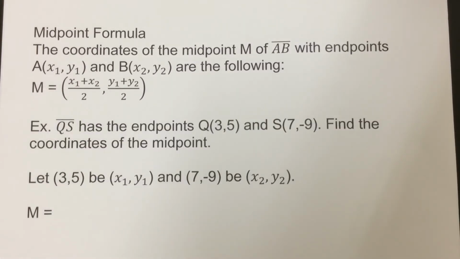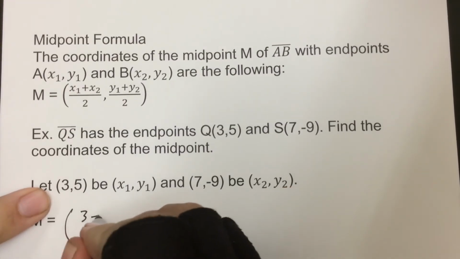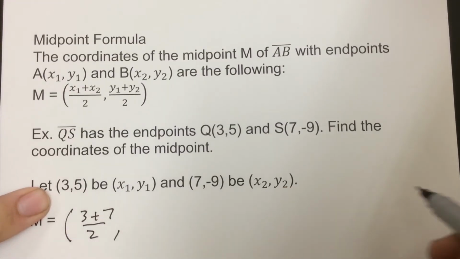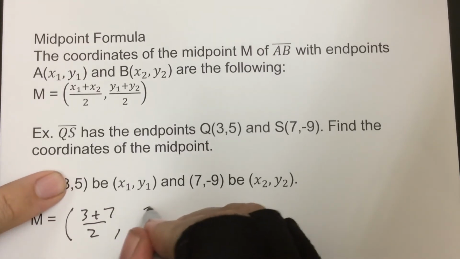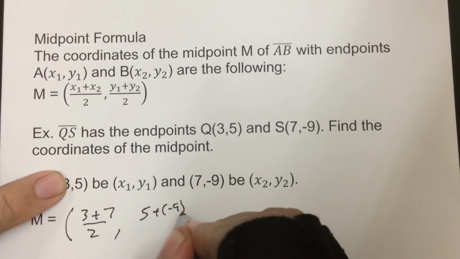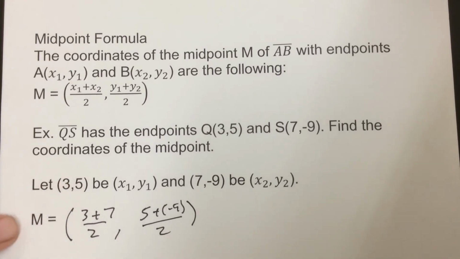So if QS has endpoints of Q at 3, 5, and S at 7, -9, find the coordinates of the midpoint. So we're going to start with our x's. We have 3 and 7. So 3 plus 7 over 2. Then we're going to do our y's, 5 and negative 9. So 5 plus a negative 9 all over 2.